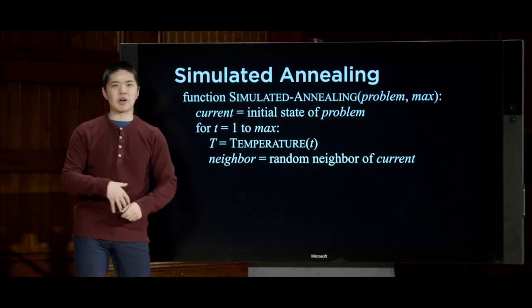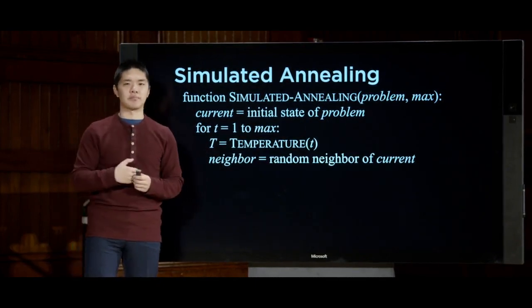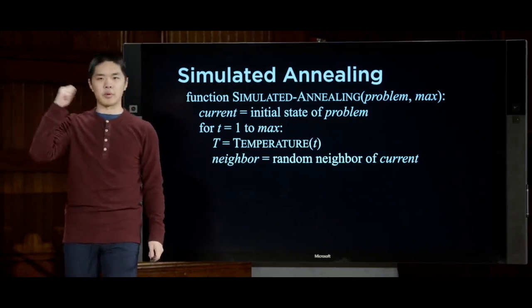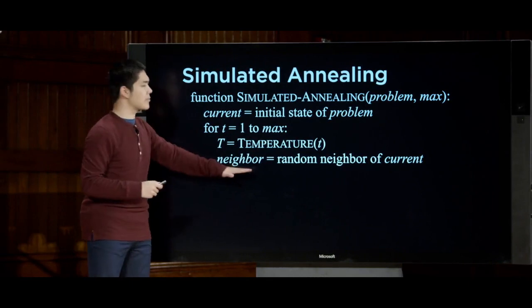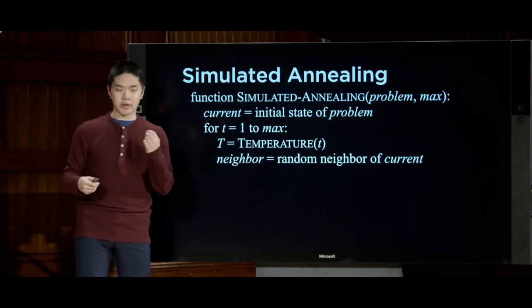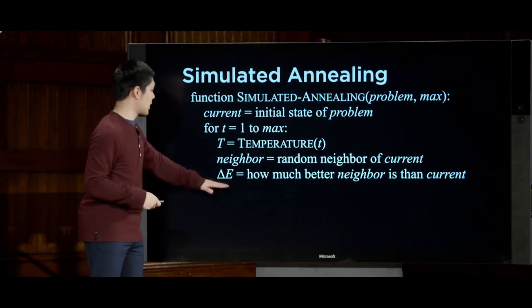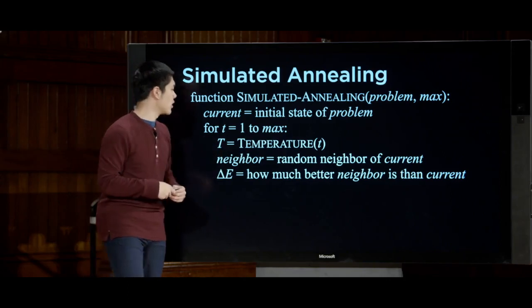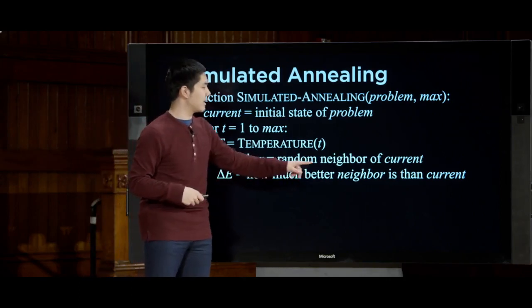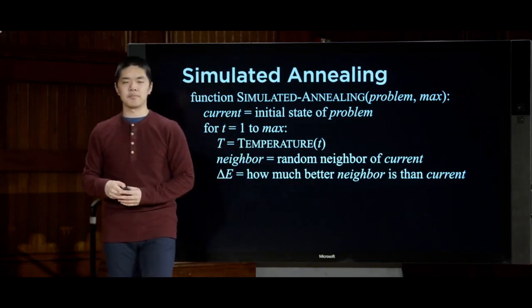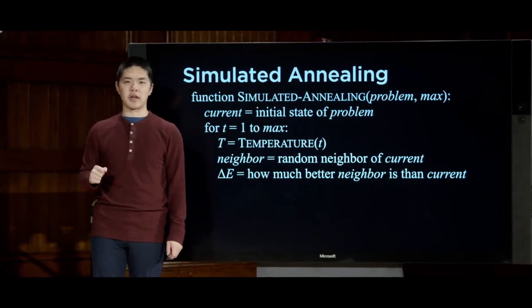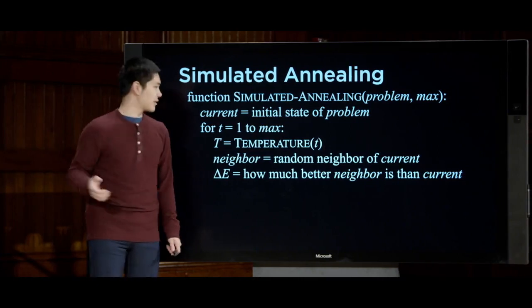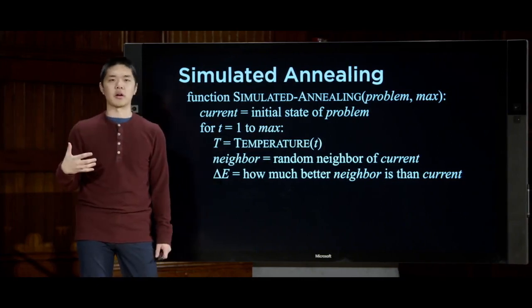And then we pick a random neighbor of the current state. No longer are we going to be picking the best neighbor that we possibly can, or just one of the better neighbors that we can. We're going to pick a random neighbor. It might be better, it might be worse, but we're going to calculate that. We're going to calculate delta E for energy in this case, which is just how much better is the neighbor than the current state. So if delta E is positive, that means the neighbor is better than our current state. If delta E is negative, that means the neighbor is worse than our current state.